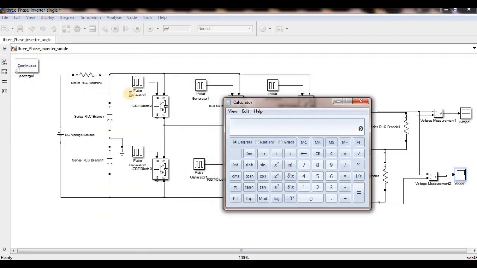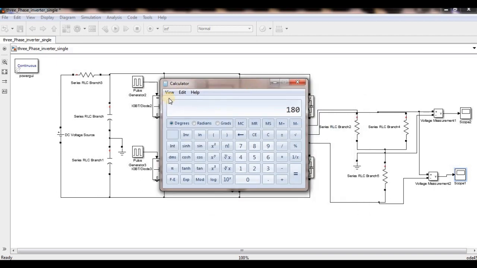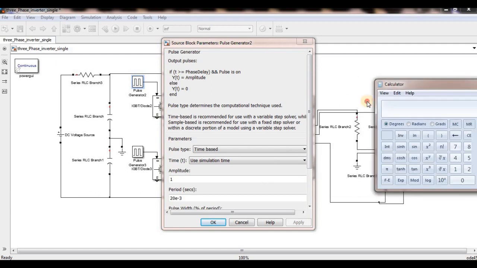See, for the 120 degrees conduction mode, from 30 degrees to 150 degrees is the 120 degrees conduction mode. So 0 to 30 degrees delay is required for A phase. 180 degrees means 50%, as we already discussed. So here I made it 50% because of 180 degrees.